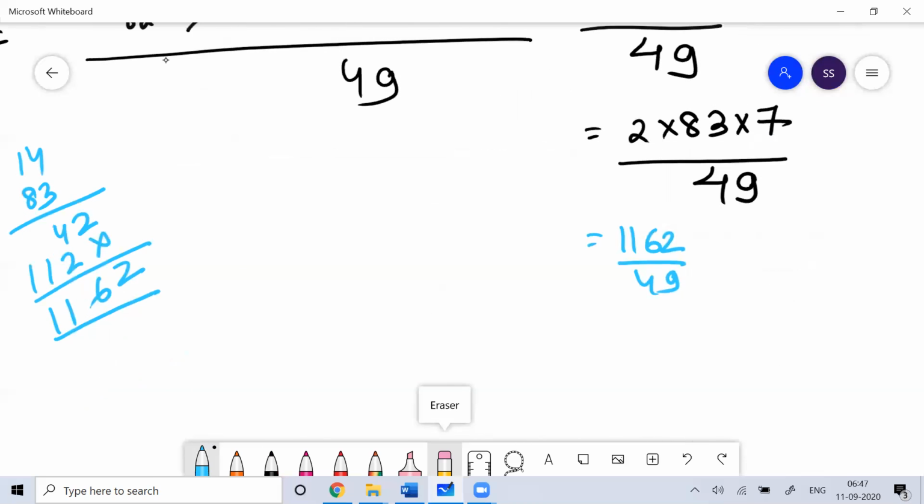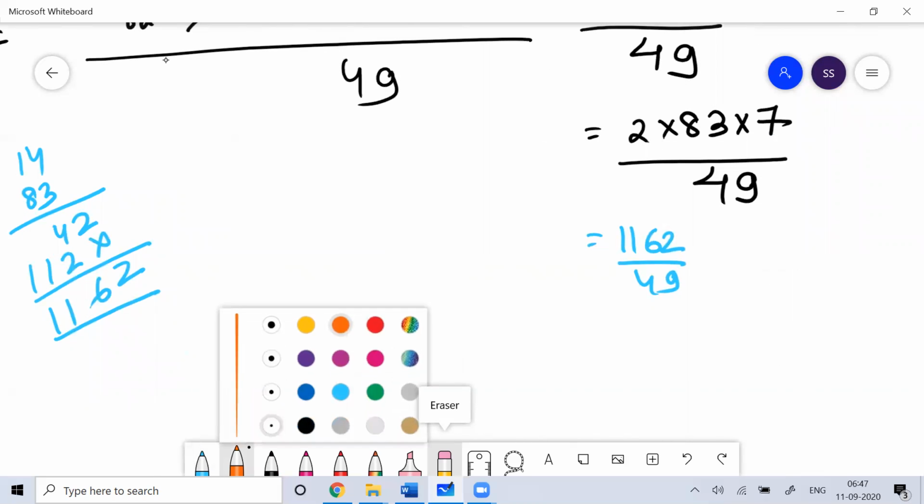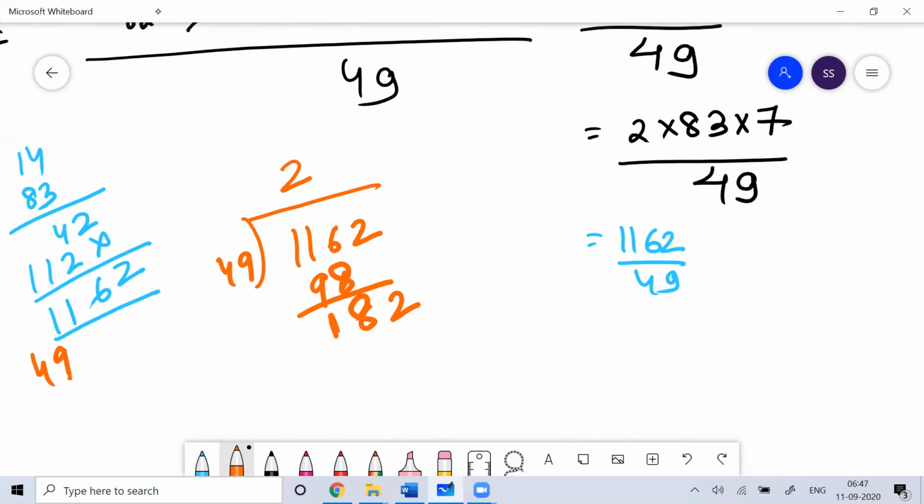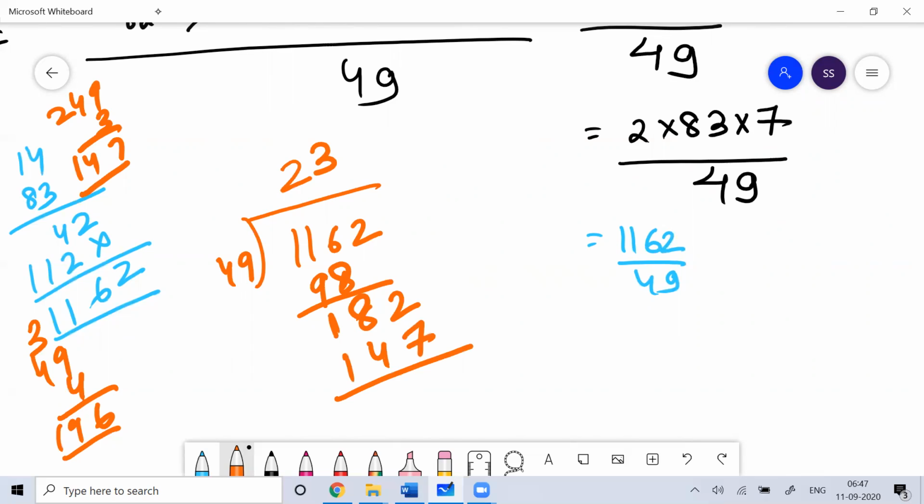So 1162 divided by 49. 49 twos are 98. 182. So 49 fours are 196. 49 threes are 147. The remainder for this is 35.